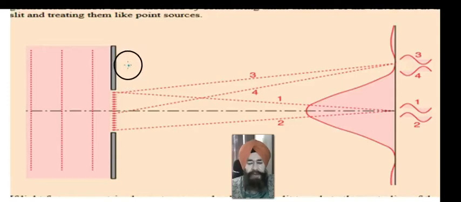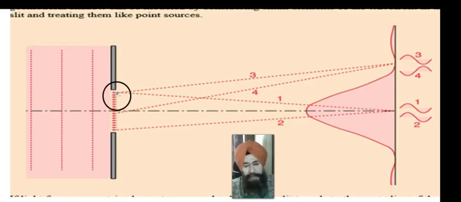So first of all, I'll explain to you what we mean by the diffraction of light. Then I'll go to the diffraction grating and an experiment related to the diffraction grating.